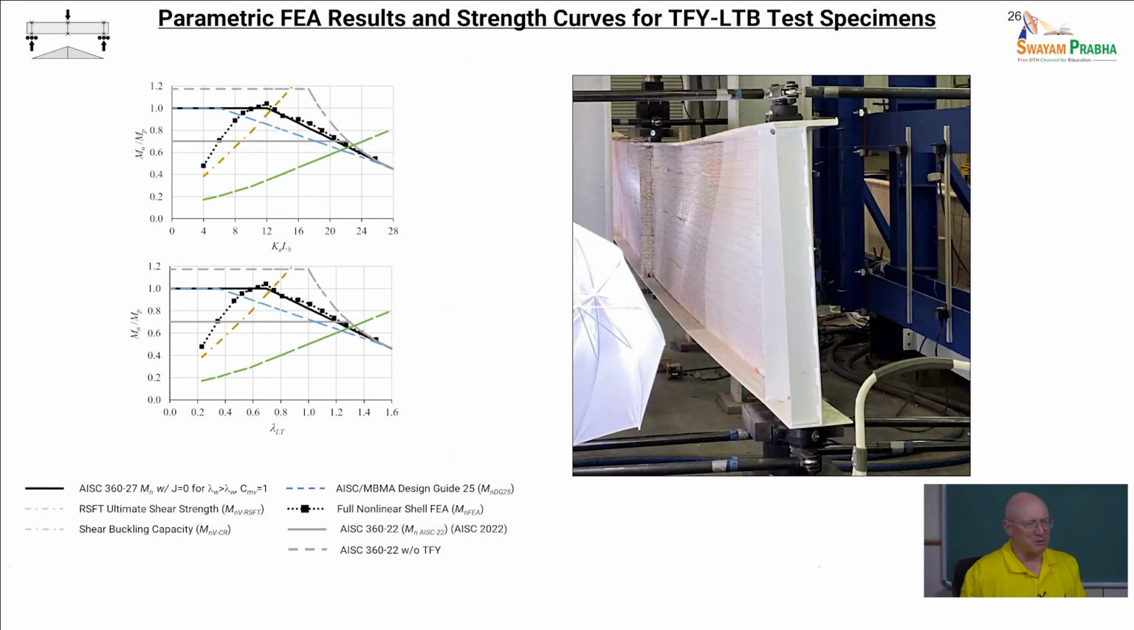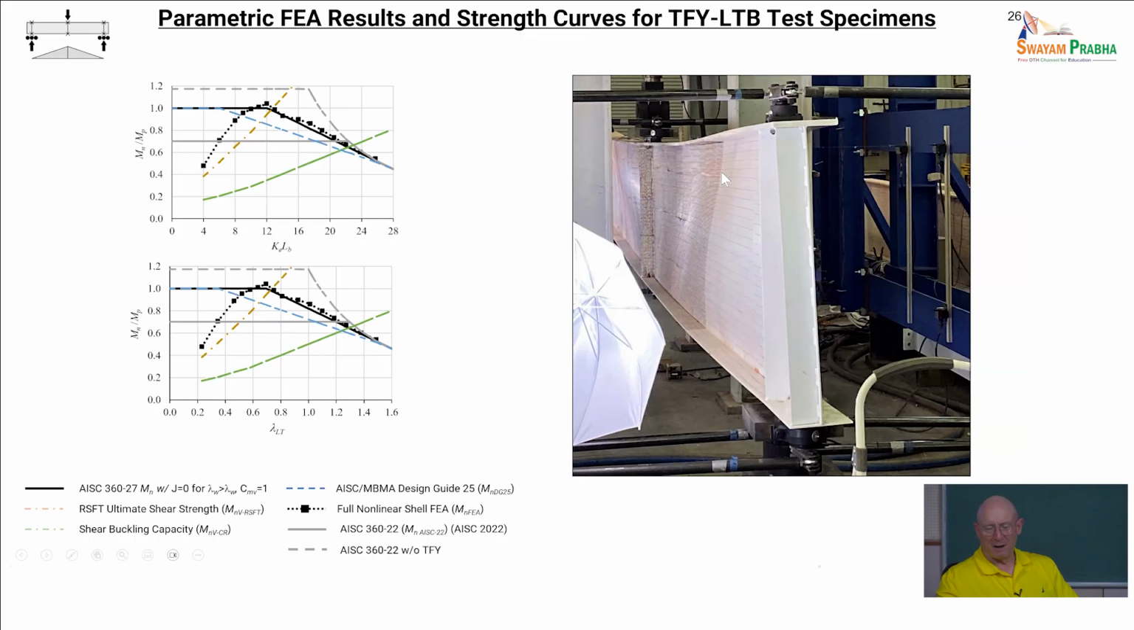So those were all doubly symmetric specimens. We also did a suite of tests where we looked at singly symmetric sections with larger flanges in compression. And so in these cases, the web is quite thin. You can see, if you look at the speckle pattern or the grid pattern on the web here, that there's a significant S shape occurring in the web as we're reaching strength condition.